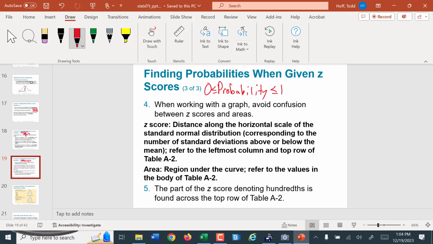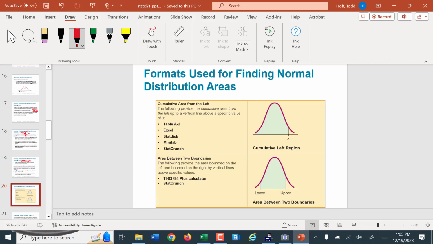Z-scores will be typically between -3 and +3. They could be outside that for really extreme values. But you can see they're going to be really close in value to a lot of our probabilities. So when we look at our bell curve, the Z-scores are the values that go along the bottom here. The probability for this Z-score is this area under the curve to the left of that Z-score.